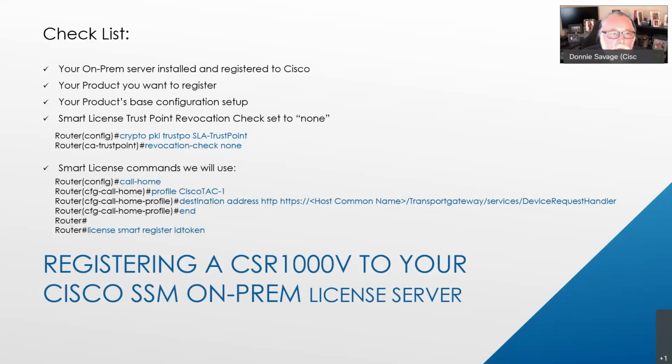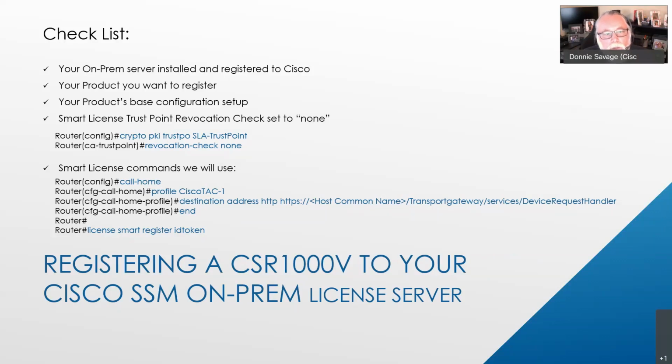One is the crypto PKI trust point, SLA trust point. We need to set revocation check to none. This is because the certificates that are used in the Smart Licensing Exchange to establish trust for smart licensing do not have a revocation check list. So that's not in effect. We want to disable that to prevent problems.